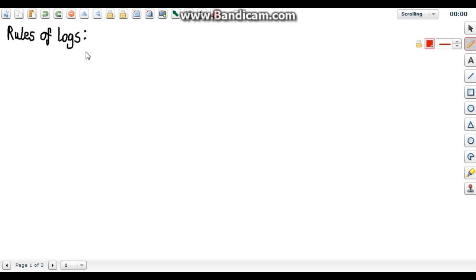Now first of all I'm going to go through the rules of logs. These are things that you just have to remember. There's no easy way to do it. You just have to sit and memorize them because you will need them. They will definitely come up on the exam. So the first one is kind of the definition of what a log is.